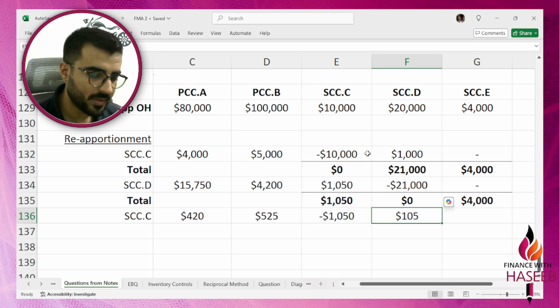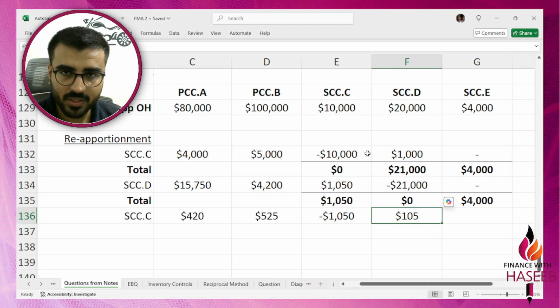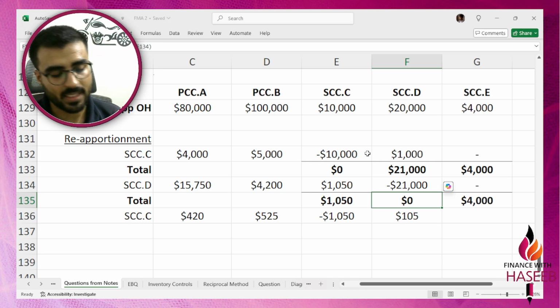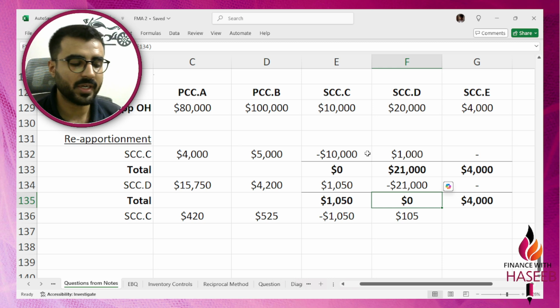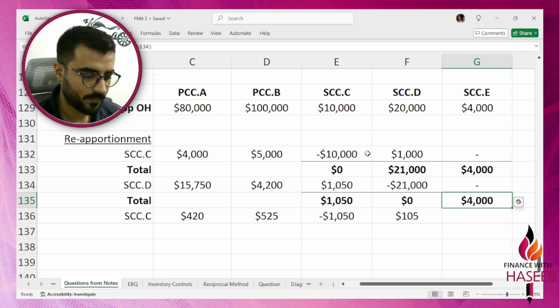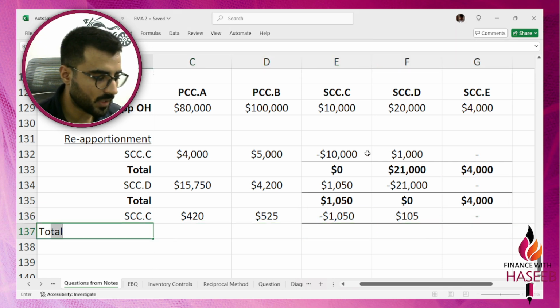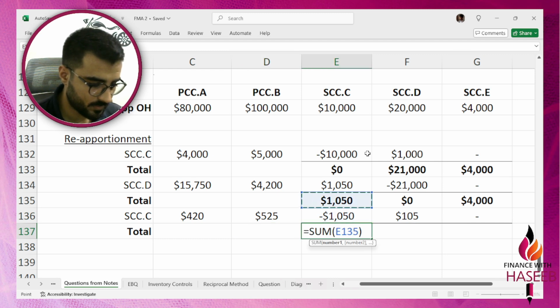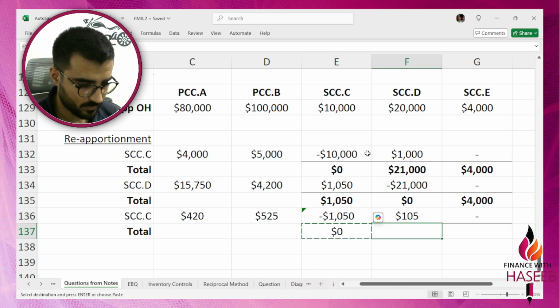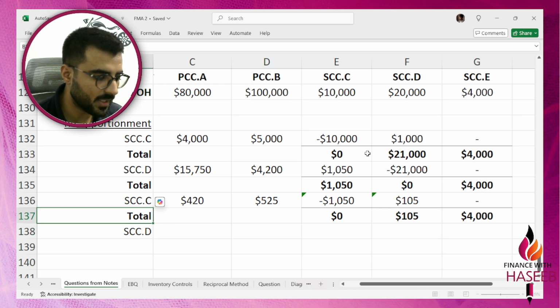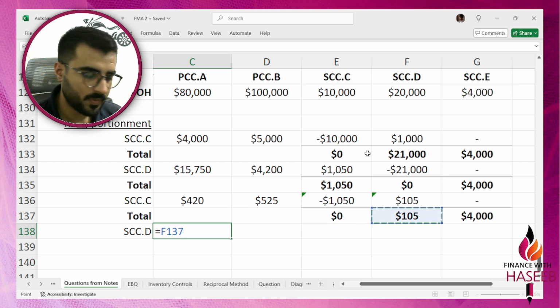Okay, so again service cost center C's overhead was completely shared out and the remaining overhead was coming to 0, but again we have shared out 105 worth of overheads to service cost center D. Now we will again move towards sharing out the service cost center D's overhead of 105 that we just shared out. Okay, so here is no overhead. Now we will find the total again. Okay, so we will move towards service cost center D again. When will we stop? We will stop soon, you will see.